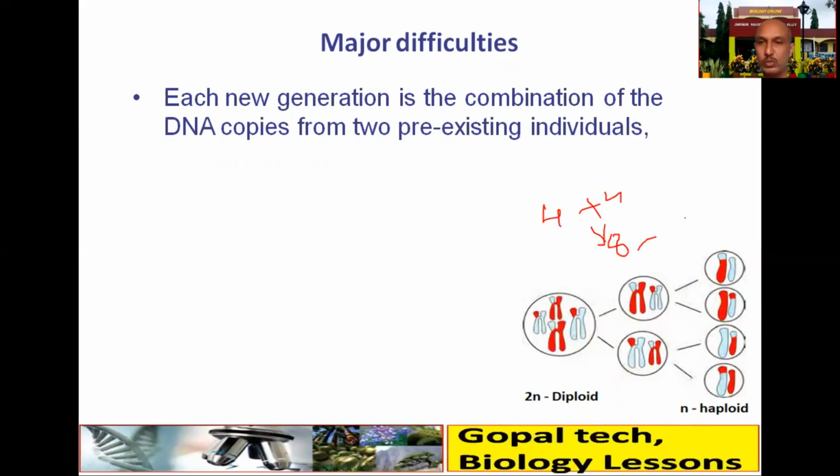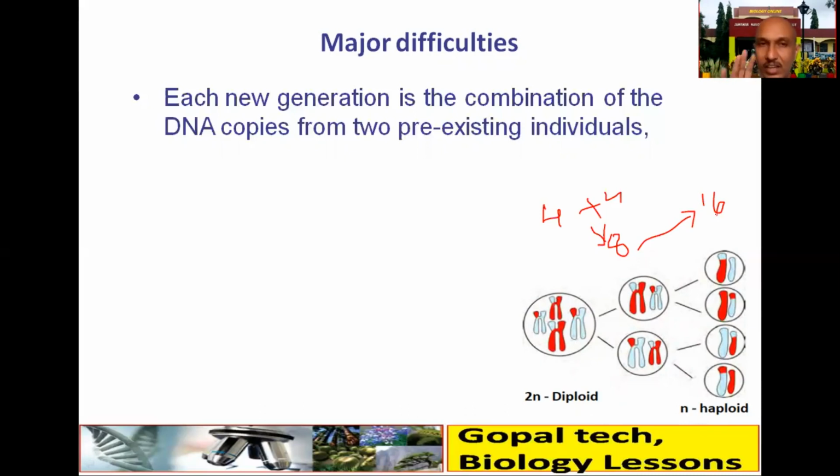If the same process goes on, again two individuals, what is the number of chromosomes? It is 16. So this process will go on increasing. Now take human beings: 46 from the father, 46 from the mother, so how many will be in your body? Yes, that is 92. Again you will become the parent, 92 and 92, so what will happen? The DNA amount will keep increasing.